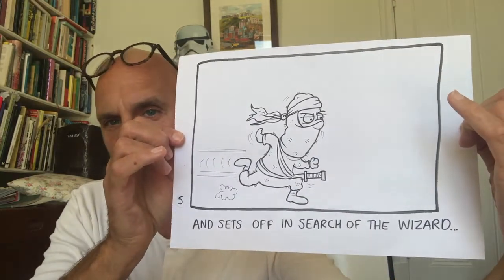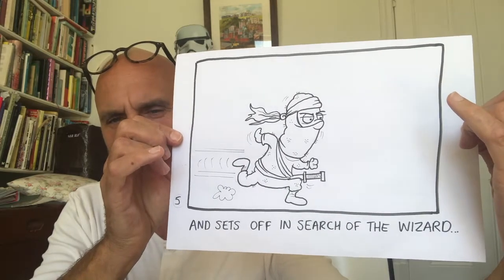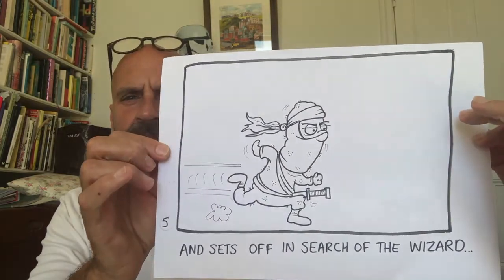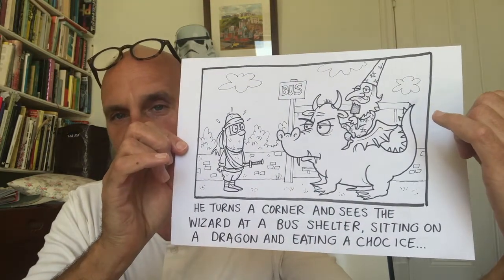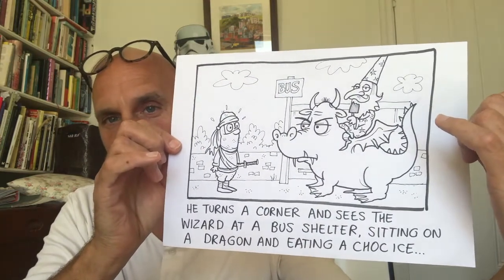And he runs off in search of the wizard to have a word with him. He wants to know what's going on. He wants to know why he's been so stupid and bewitched all the books. He goes around a street corner and there he sees the wizard sat on a dragon in a bus shelter eating a chalk ice. So that's as far as we got, and you can see how those elements have come together to create my story.